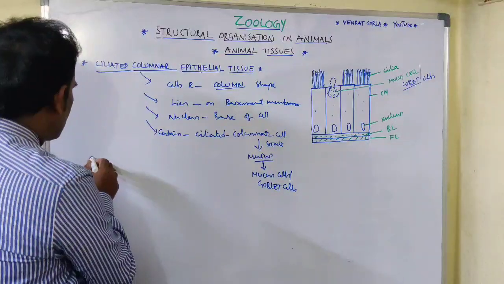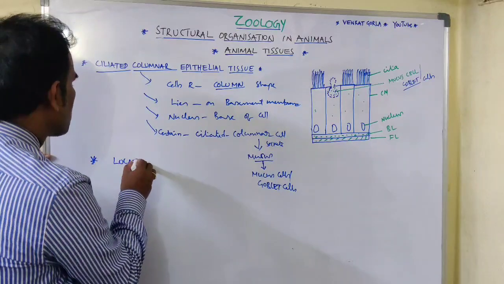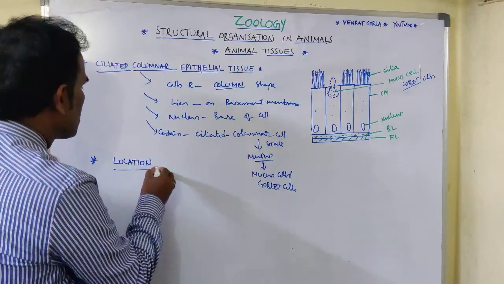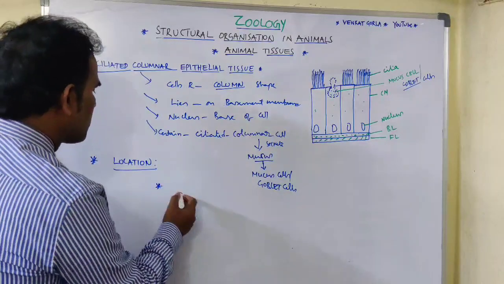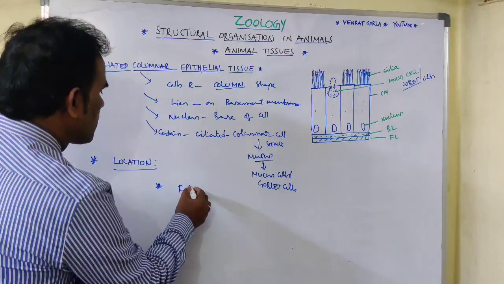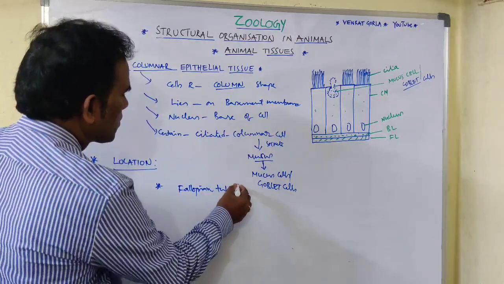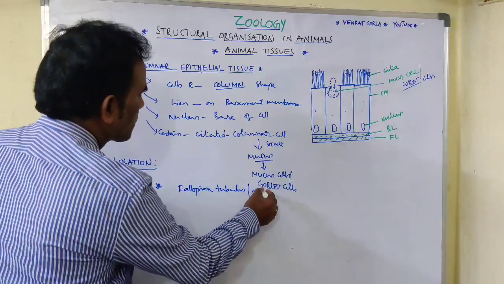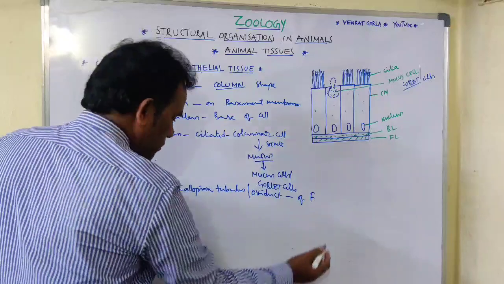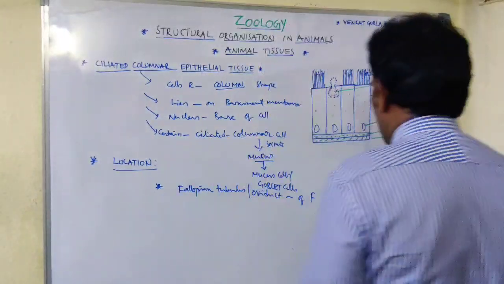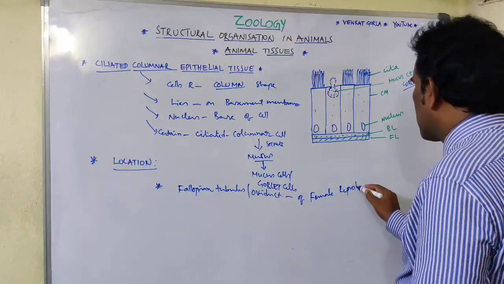And the location of these ciliated cells: they are located mainly in the fallopian tubule, or oviduct, of the female reproductive system.